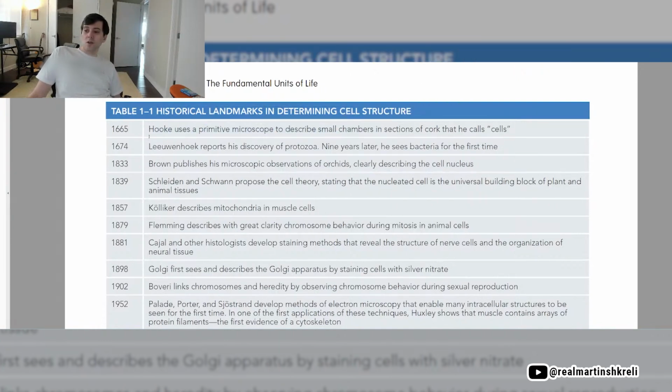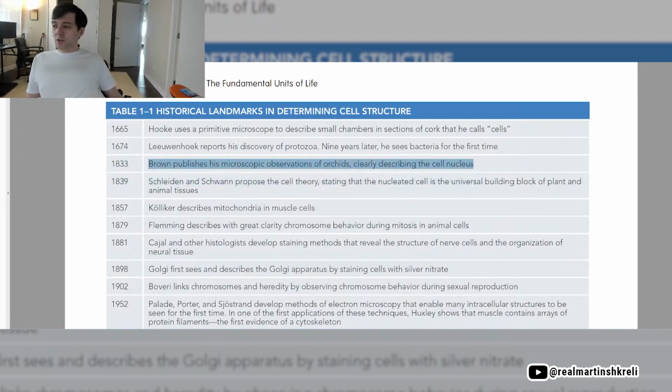1665, we know that Hooke used a primitive microscope to look at cork, and he named them cells. 1674, Leeuwenhoek reports his discovery of protozoa. He sees bacteria for the first time. Later, Brown publishes his microscopic observation of orchids, describing the cell nucleus. Schleiden and Schwann proposed cell theory in 1839.